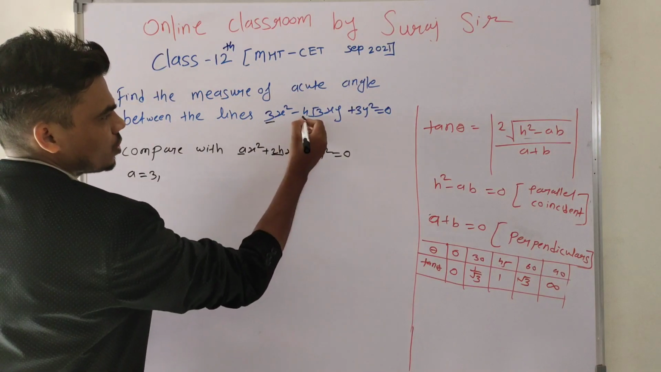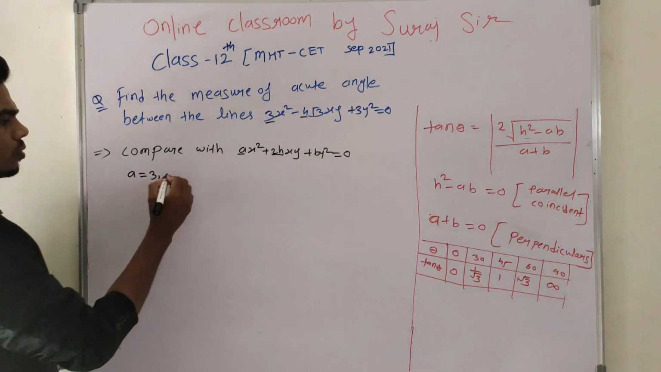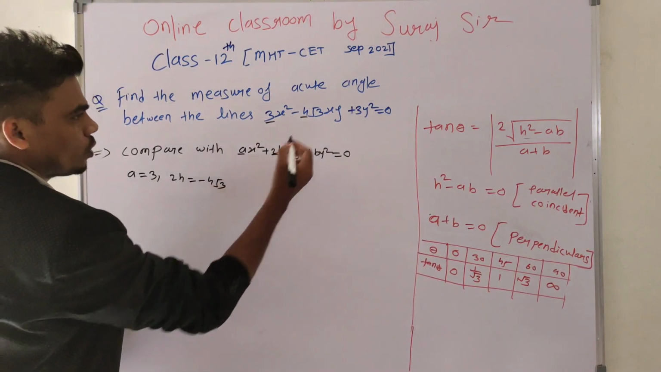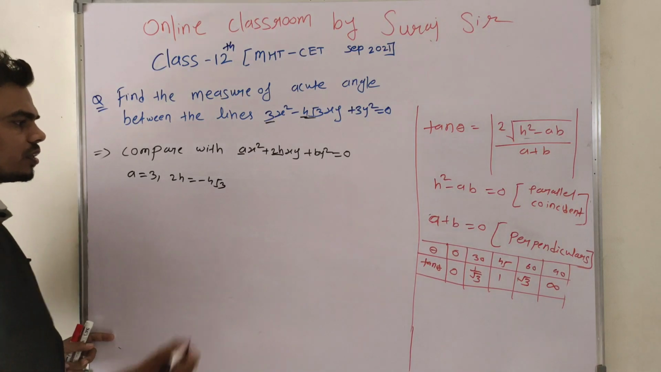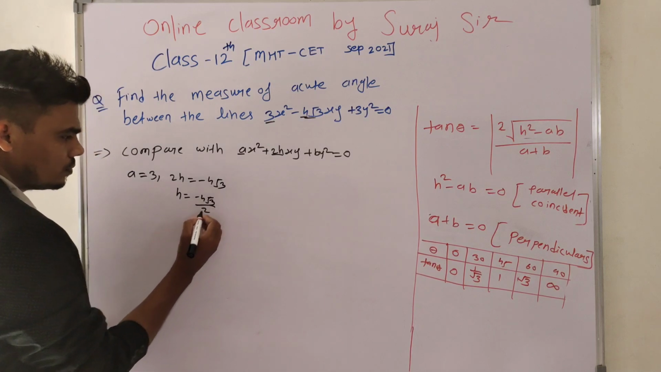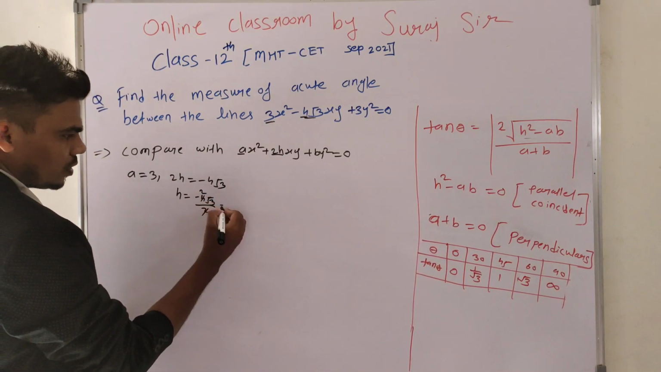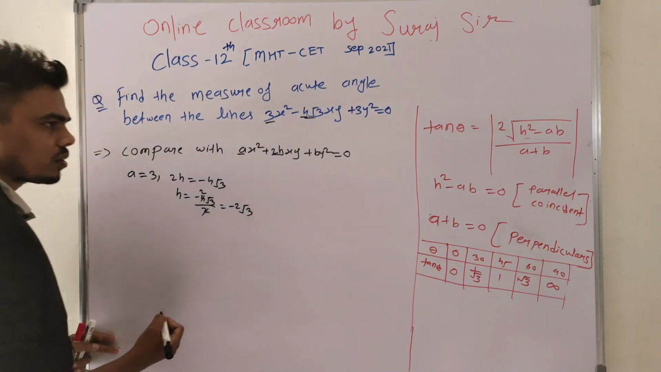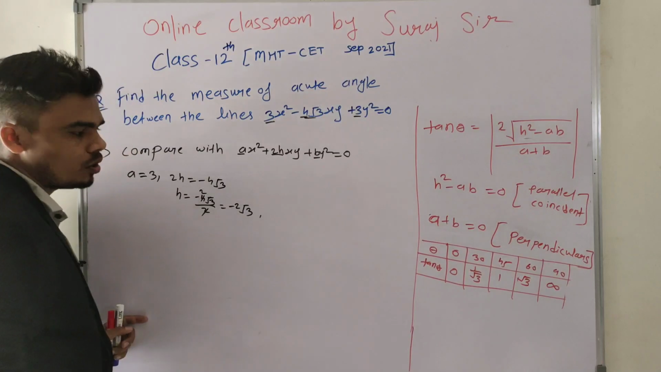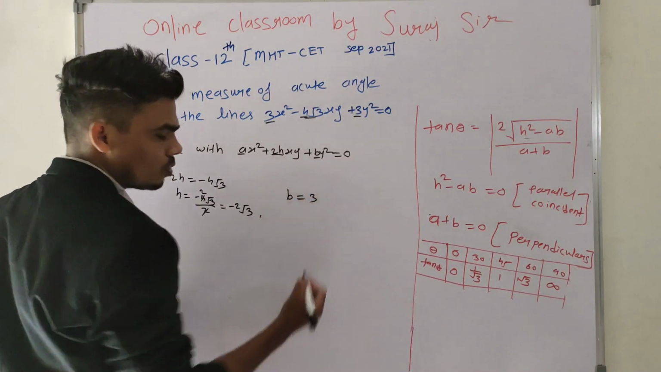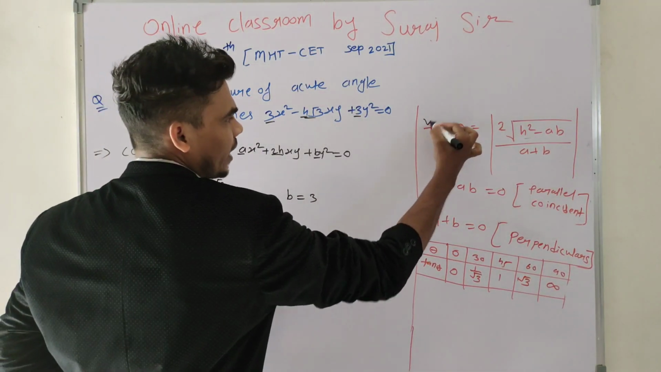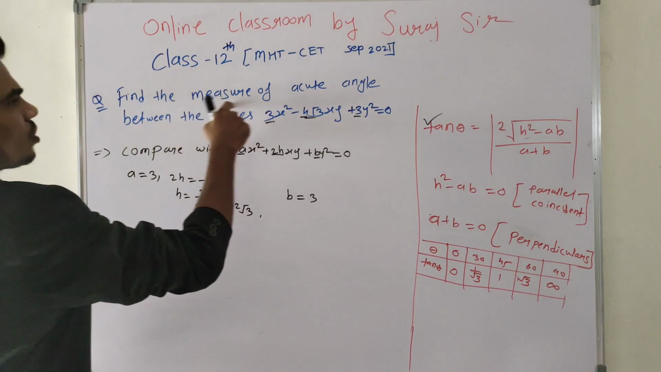What is the value of 2h? 2h is equal to minus 4 root 3. Then h is equal to minus 4 root 3 divided by 2, that is minus 2 root 3. Clear? Then what is the value of b? B is equal to 3. Clear? Then by using the formula tan theta, find the measure of the acute angle.